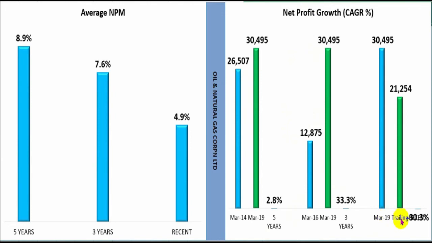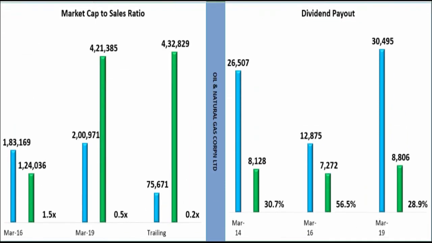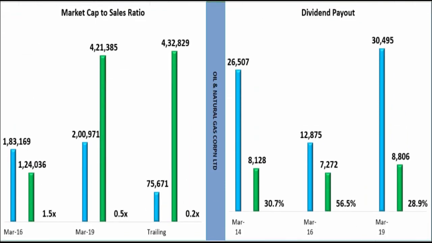From March 19 to the recent 12 months, the profits have fallen by almost 30%. That is, from 30,000 crores in 2019, the recent 12 months profit stood at around 21,000 crores. So in the recent years, there is some margin pressure on the company's sales, or on how much profit margin it is earning. Next, we'll look at the valuation ratio, market cap to sales ratio.